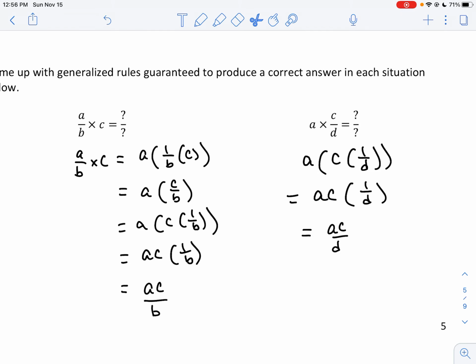So in either case, even when your multiplier is a fraction and your multiplicand is not, you really just have to multiply the numerator with the multiplicand and put that over b. And then over here, when you have a whole number multiplier and a multiplicand that's a fraction, you just have to multiply the multiplier with the numerator of the multiplicand.